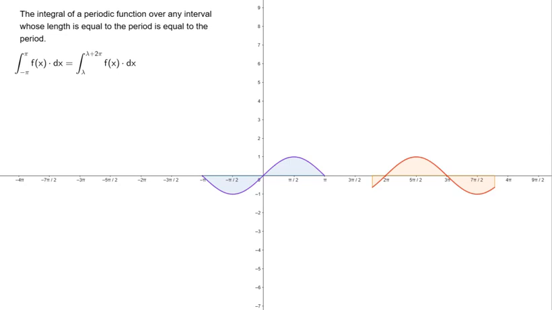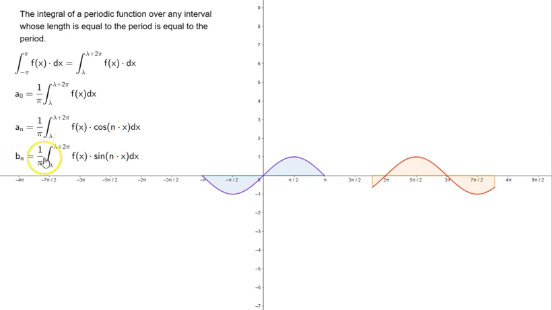Okay. So what happens to the coefficients? Formula of the coefficients. A naught is equal to 1 by pi times the integral from lambda to lambda plus 2 pi of f of x dx. A n will become 1 by pi times the integral from lambda to lambda plus 2 pi of f of x times cos nx dx. And similarly, b n will become 1 by pi times the integral from lambda to lambda plus 2 pi of f of x times sin nx dx.